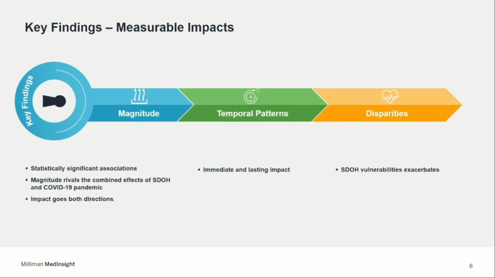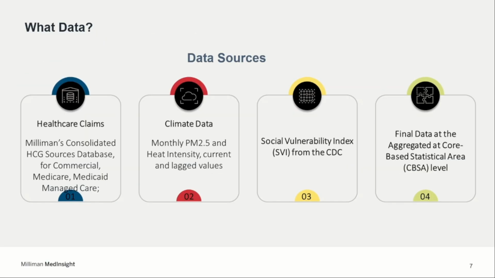We found that there were immediate surges. For example, when there was bad air quality, there were more asthma and COPD-related visits. And there are also lasting effects. In all of the studies, we found that the impact from heat or pollution could last for 2 years, perhaps even more. So what data?